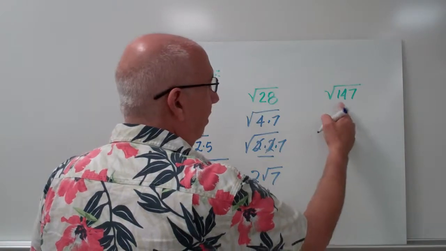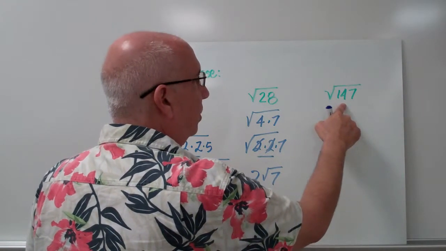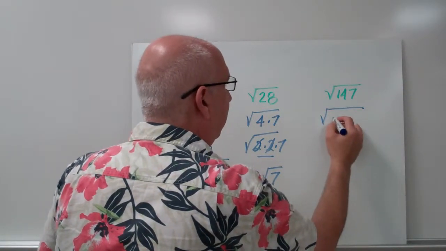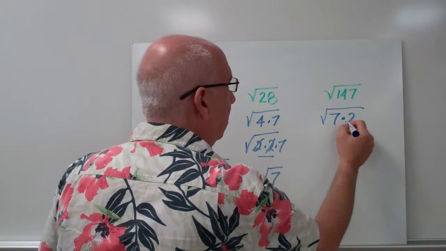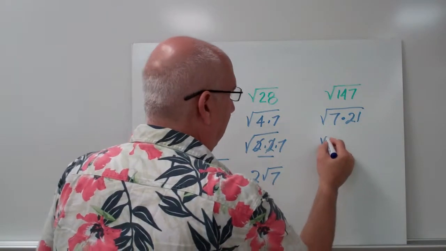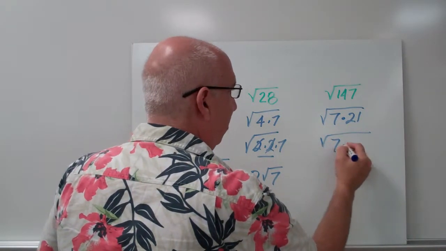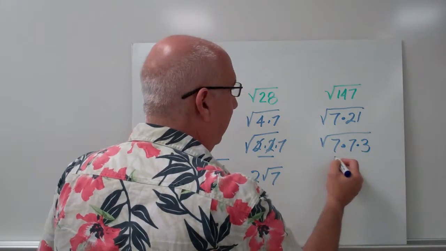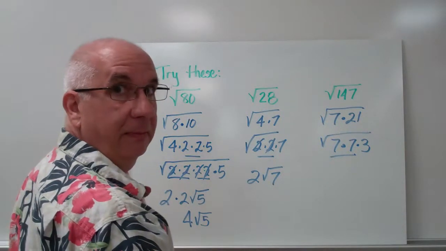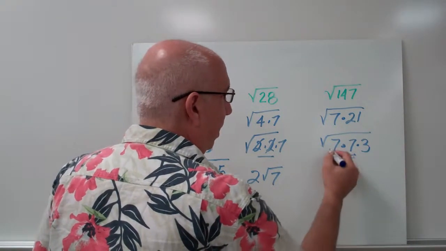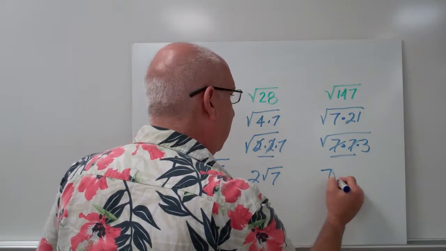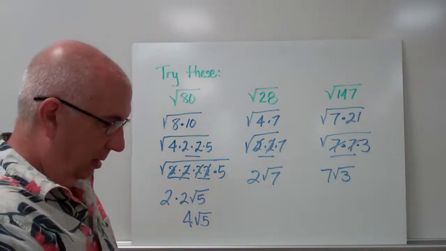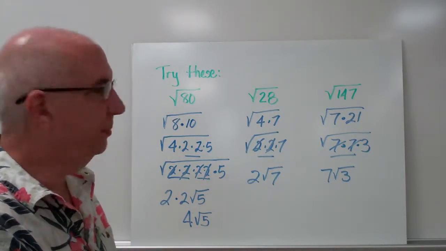This one, well, 7 goes into 14 twice and then into 7 once. So 2 factors are going to be 7 times 21. And this 7 is a prime factor, but this can be broken down into 7 times 3. Now I've got this. There's my pair. I move it out front. So I have 7 times the square root of 3. This is how to simplify a radical.